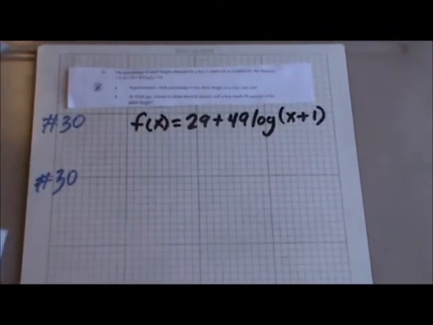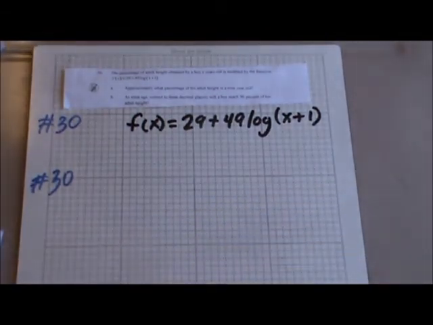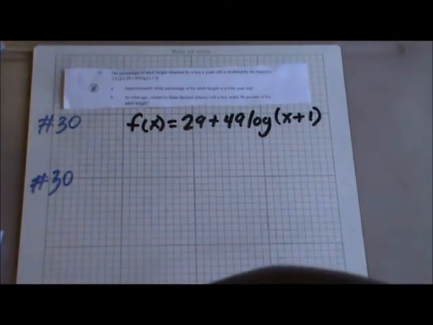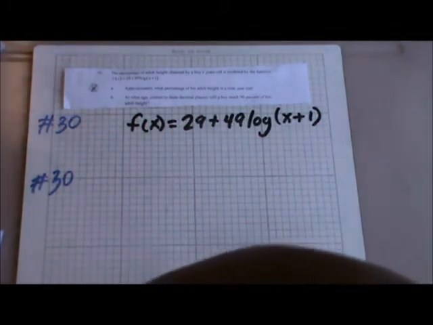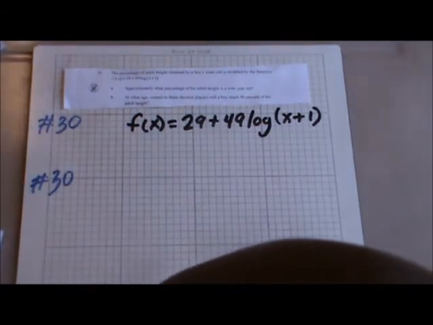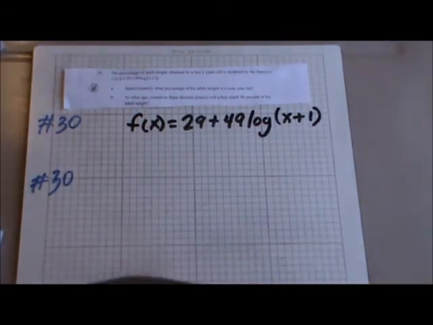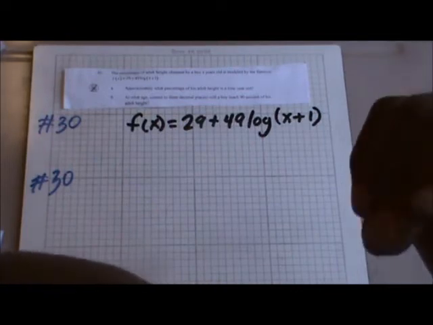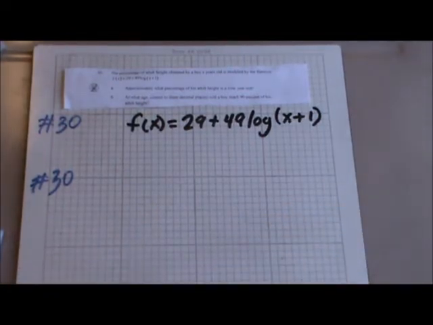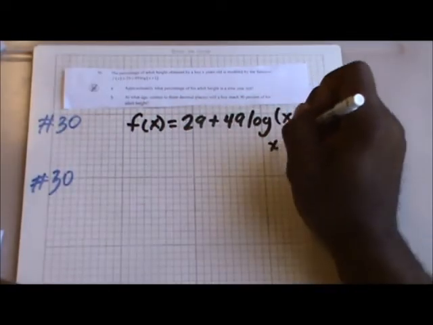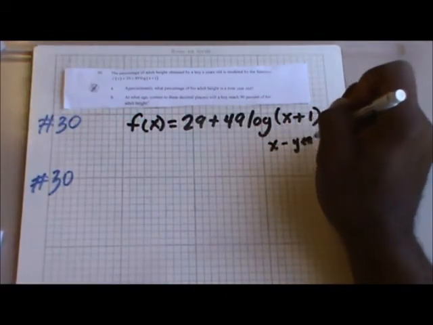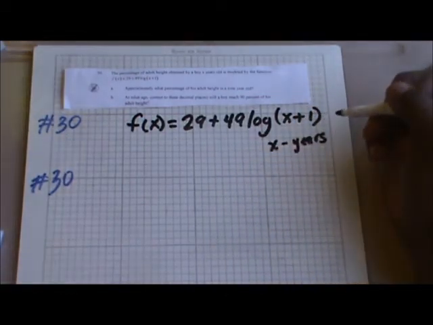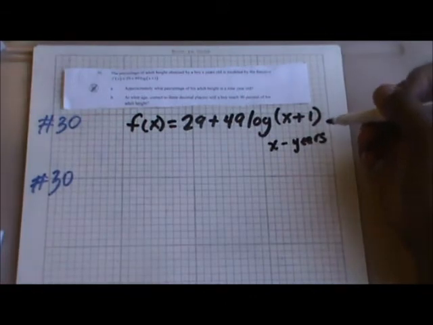All right, problem number 30. The percentage of adult height obtained by a boy x years old is modeled by the function f of x is equal to 29 plus 49 log of x plus 1. The thing that you need to know is that x is the years. All right, x is the age of the boy.